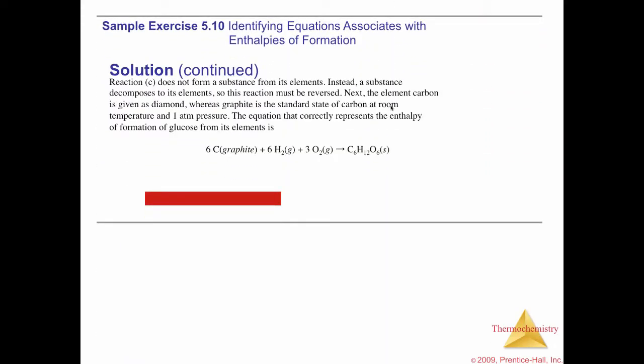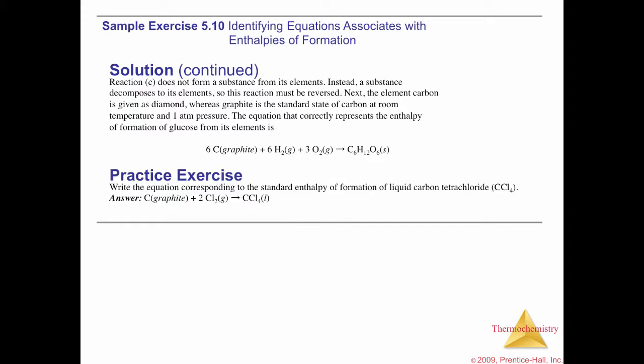Reaction C does not form a substance from its elements. Instead, a substance decomposes into its elements, so this reaction must be reversed. Next, the element carbon is given as diamond, whereas graphite is the standard state of carbon at room temperature and 1 atmosphere of pressure. The equation that correctly represents the enthalpy of formation of glucose is as follows. For practice, write the equation corresponding to the standard enthalpy of formation of liquid carbon tetrachloride.